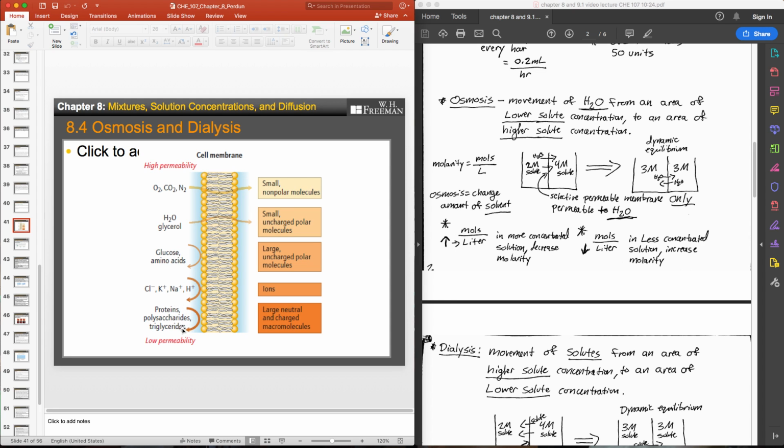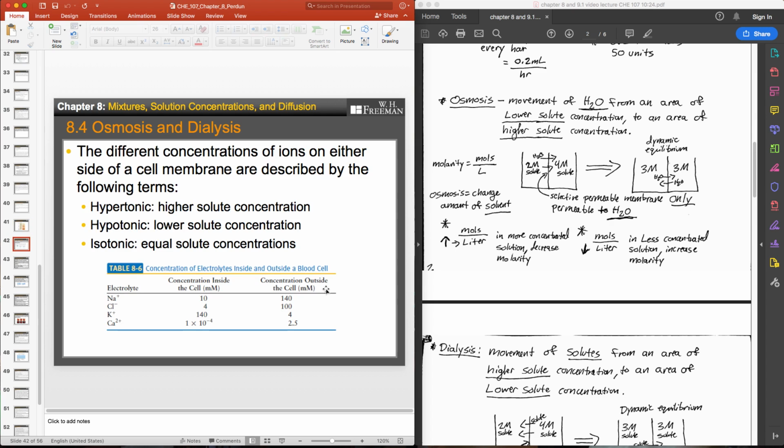And proteins, massive, right? Proteins are huge compared to what we're seeing right here. Polysaccharides, right? So long sugars or long glucose monomers that are strung together, and triglycerides, those are way too big, not able to get through, okay?